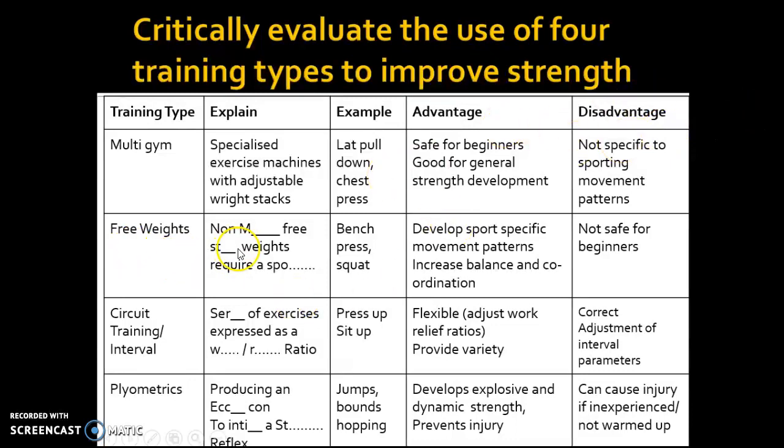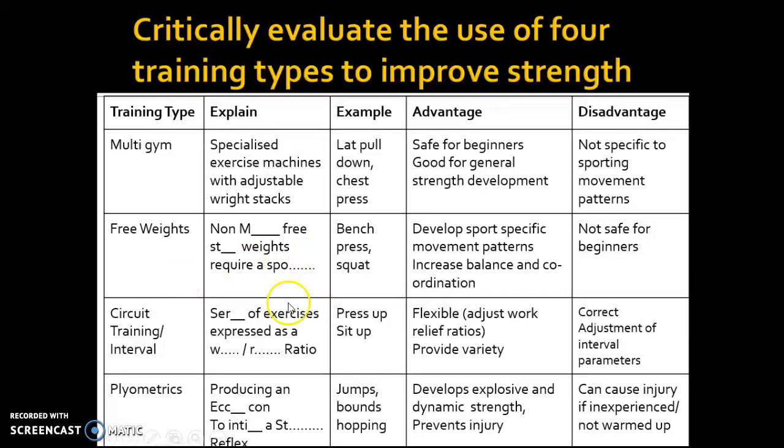Then free weights. These are non-mechanical freestanding weights that require a spotter. For example, you've got the bench press, squat. These develop sport-specific movement patterns, and also they increase balance and coordination between motor units and muscle fibers to allow you to more forcefully contract. Not particularly safe for beginners though, because you've got to balance it yourself, so it's not particularly good for that early strength development.